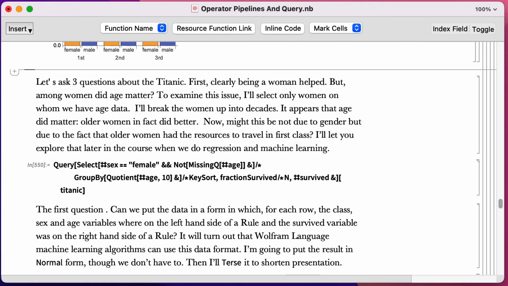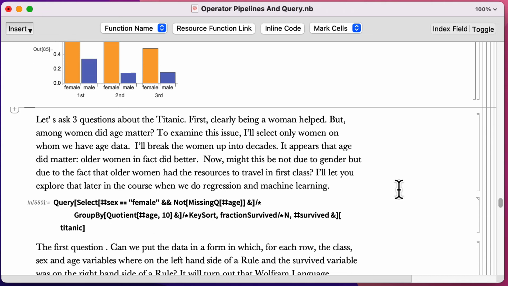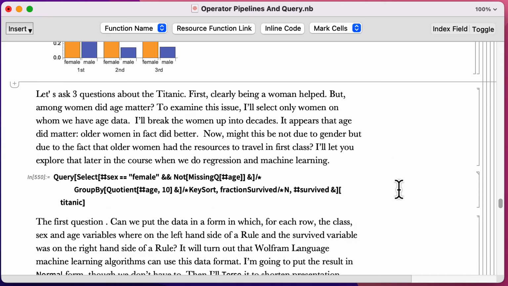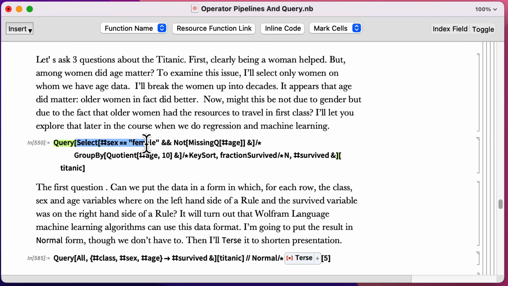Okay, let's put our investment in learning about query to some use, and I've got a question. Clearly, from what we've seen, being a woman helped in terms of surviving on the Titanic, but among women, did age matter? So let's do the following. My idea is I'm going to break the women up into decades of age, and then I'll see how they did on the Titanic. So how are we going to do that? Well, first of all, we're only going to look at women, and we're only going to look at women for whom we have data on age.